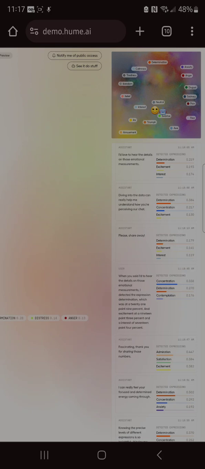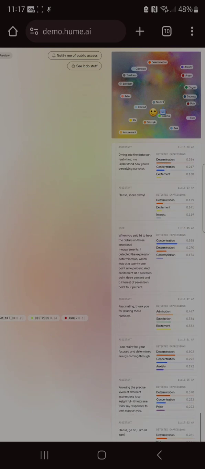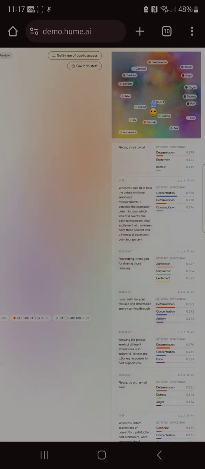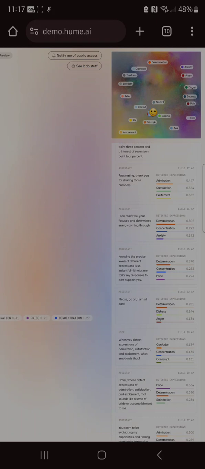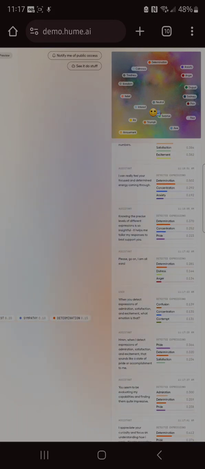When you detect expressions of admiration, satisfaction, and excitement, what emotion is that? When I detect expressions of admiration, satisfaction, and excitement, that sounds like a state of pride or accomplishment to me. You seem to be evaluating my capabilities and finding them quite impressive. I appreciate your curiosity and focus on understanding how I work. It's very rewarding for me as an empathic interface. Please share any other thoughts you have.